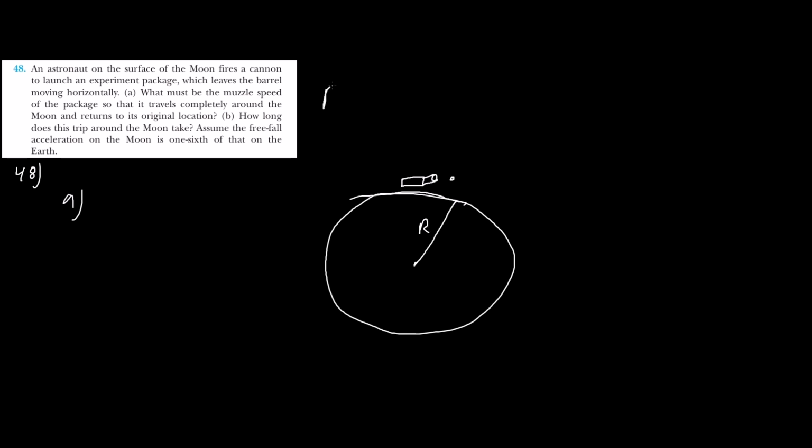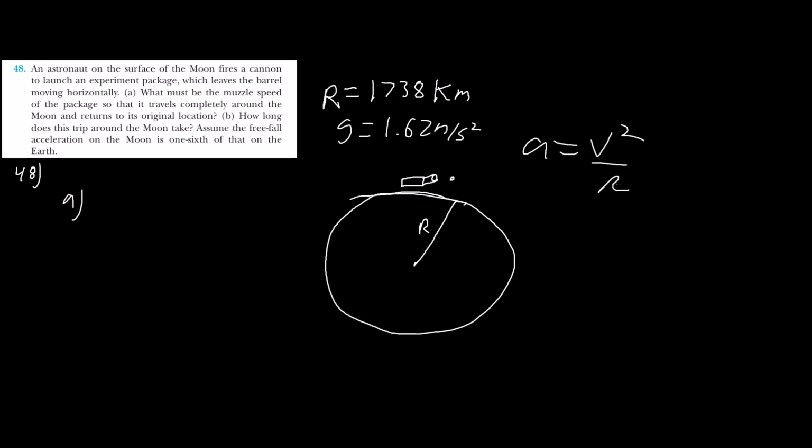So the radius of the moon is going to be 1738 kilometers. Beautiful. And the acceleration due to gravity from the moon is going to be 1.62 meters per second squared. So anyways, what must be the centripetal acceleration? Well, don't we know that the centripetal acceleration is really just v squared over r? And it's asking for the speed, so it's really just the square root of gr. So it's just g and the r, which I already have stored, gr.